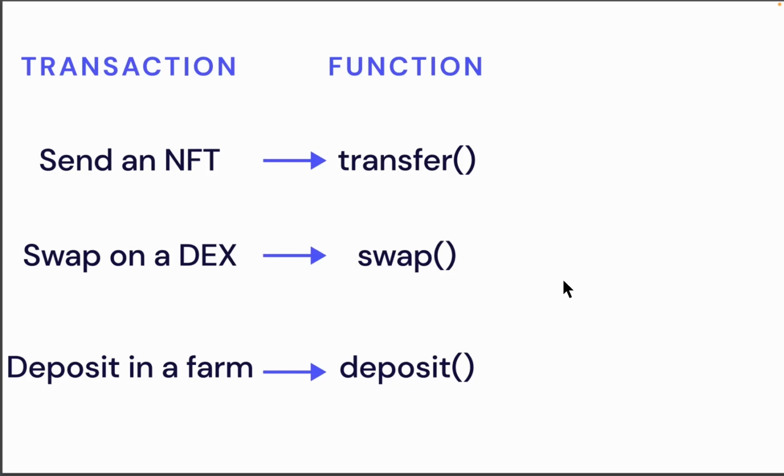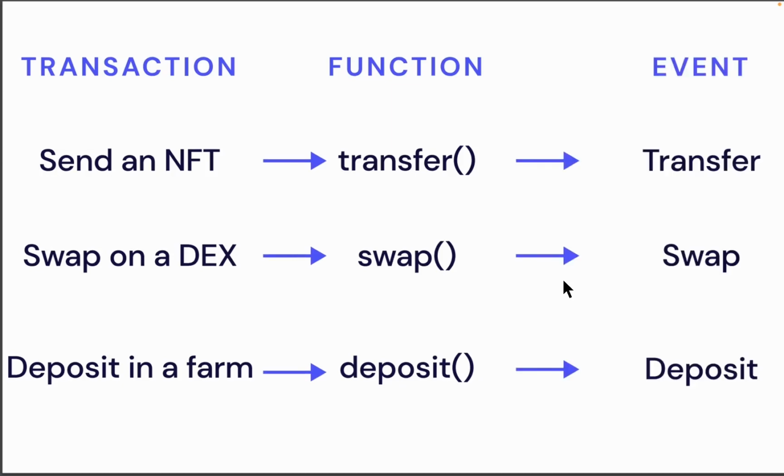Now, depending on how the contract was written, these function calls can emit what is called an event when they're executed. So, for example, when calling the transfer function of a token smart contract, a transfer event is usually emitted. And these events are stored on-chain, on the blockchain, as what are called logs.